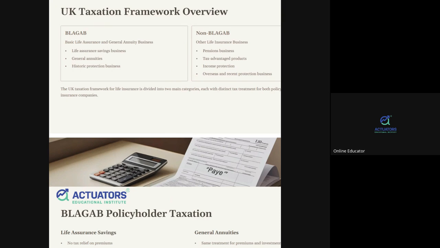Say the protection business has a negative policyholder profit of 20, and savings had a positive profit of 50. So they only had to pay the policyholder tax on 30. Yes or no?